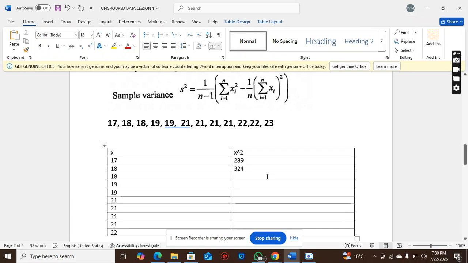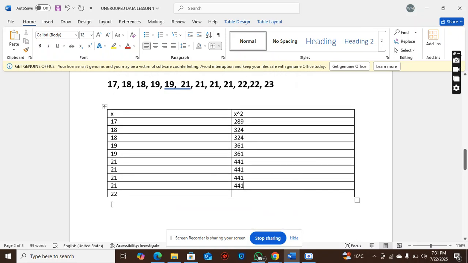Okay. So we've got 324. 19 squared. Okay, 21 squared. So 441 here, 441 here again, 441 here again. Okay, then 22 squared.